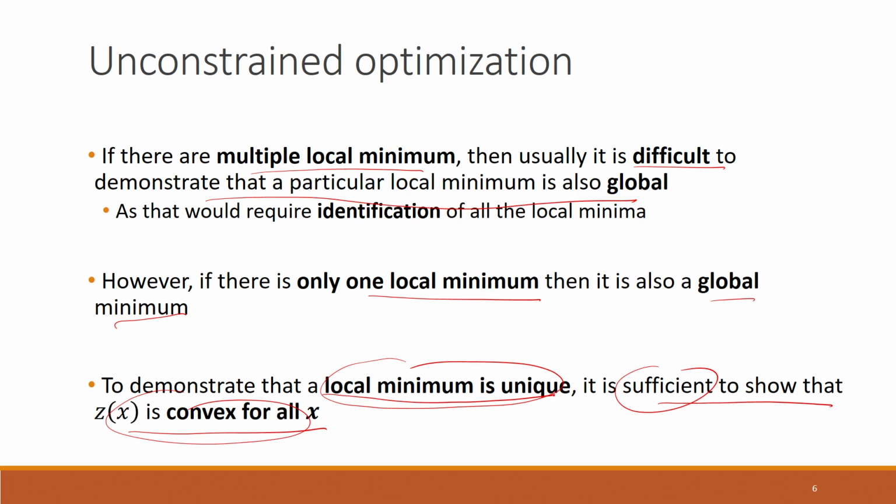Okay. Now notice the difference here. It is saying that to argue that a local minimum is unique, it is sufficient to show that z(x) is convex for all x. Whereas if we had to argue that a stationary point x star is a local minimum, we just had to argue that at x equal to x star, the function is strictly convex. So there we had to argue strict convexity at that point x star or around it only. Whereas here we have to argue that this function z(x) is convex for all x in that whole domain that x can take. So there is that difference here.